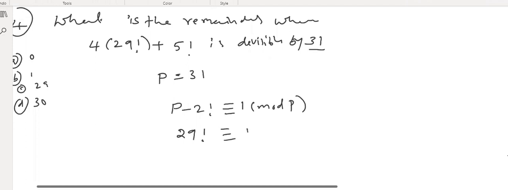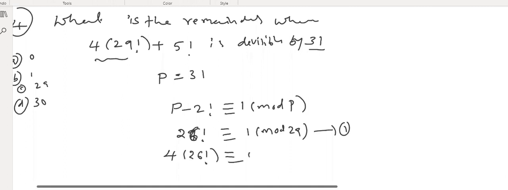Right? So according to this formula, P minus 2 factorial, that is 29 factorial, is congruent to 1 modulo 31. This is my first equation. But actually the question is 4 times of 29 factorial. According to the congruence relation, we can multiply by any number, so 4 times of 29 factorial is congruent to 4 modulo 31.